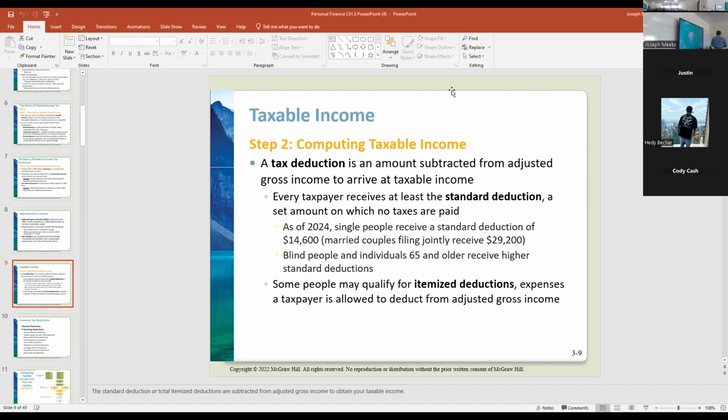Okay, so what are the parameters of a tax deduction? Well, you kind of just said it. It subtracts. I'm really just trying to set this up to compare it to a tax credit, so you can see clearly the difference. It subtracts from AGI. AGI is adjusted gross income.